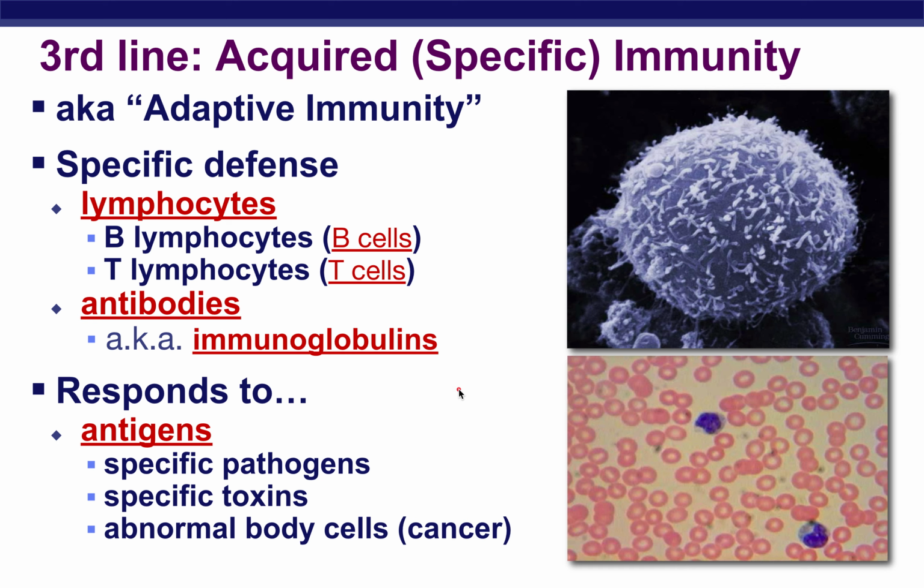The thing that makes them unique compared to other white blood cells is that they're specific to the antigen that they respond to. So the T cell for a given pathogen will only attack that given pathogen, or only that given toxin, or only that given cancerous cell type.